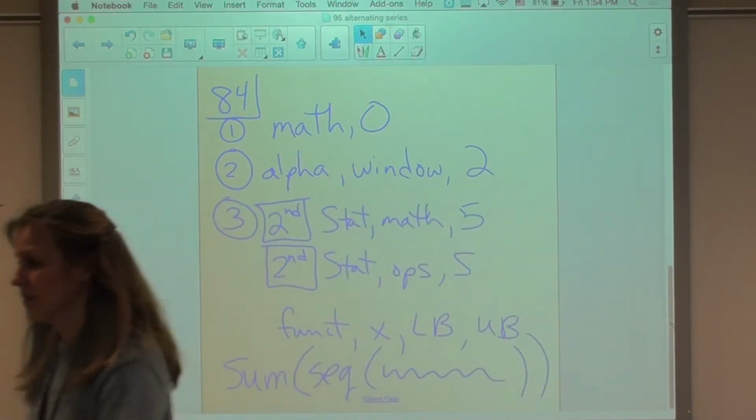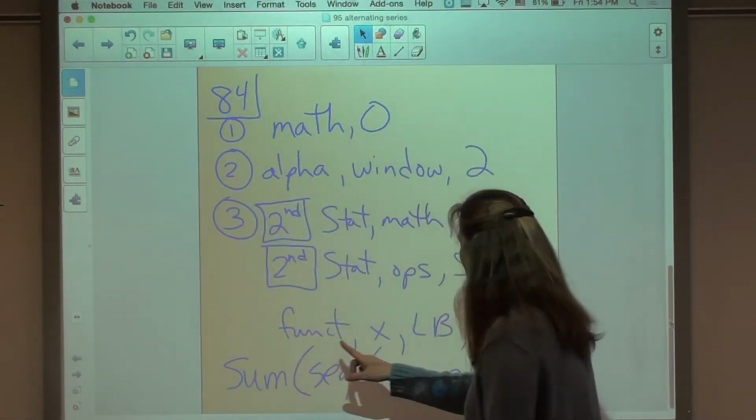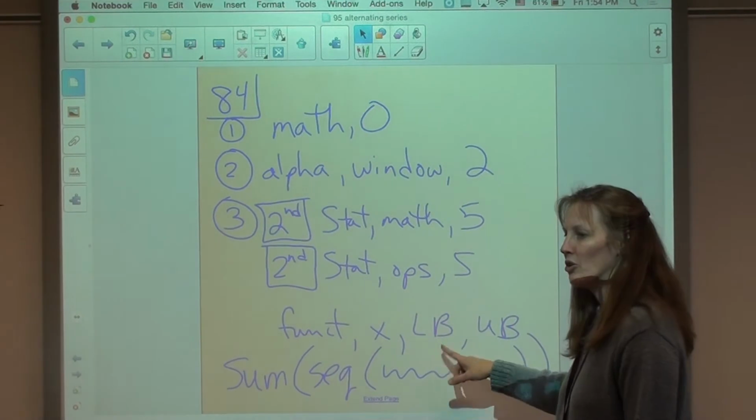Under second step? Yeah. And then pick 5. Once you have sequence, then you can do function, comma, x, comma, lower bound, comma, upper bound.